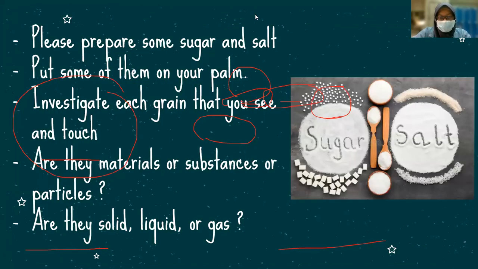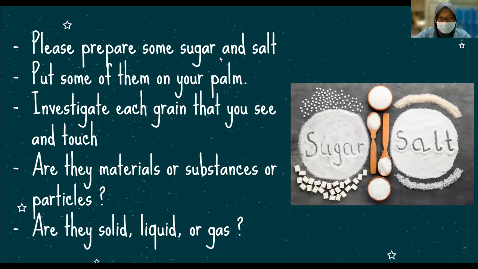In order to investigate or observe substances, I ask you to prepare some sugar and salt, and put them on your palm. You can see the grains of sugar and salt. They are very small. Those are substances. How about particles? Particles are much smaller than that. You know that sugar and salt are solid, because you can feel them. They are hard, and the shape is compact and dense.